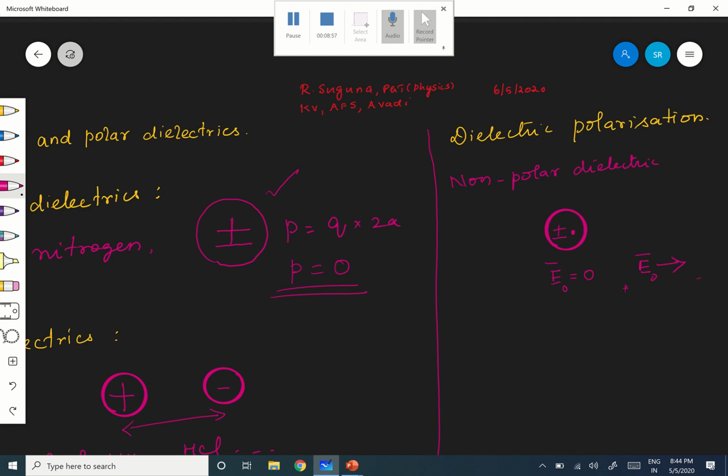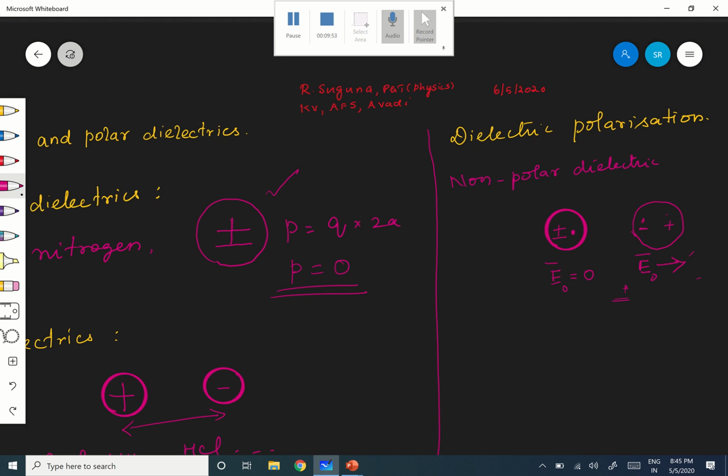Therefore, now what happens? When a non-polar dielectric is kept in an external electric field, the center of mass of positive and negative charges will have some disturbance. The negative charges will be pulled towards the left. Why left? Because here positive is there and the field goes from positive to negative. And all the positive charges will be pulled towards the right side. Therefore, in the presence of electric field, the center of mass of the negative charge will be shifted to the left side and the center of mass of the positive charge will be shifted to the right side.